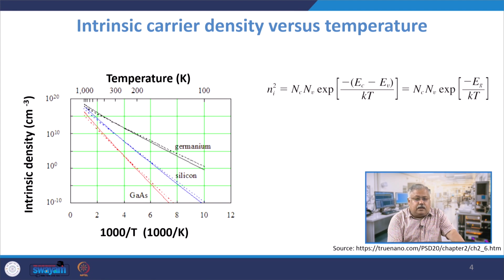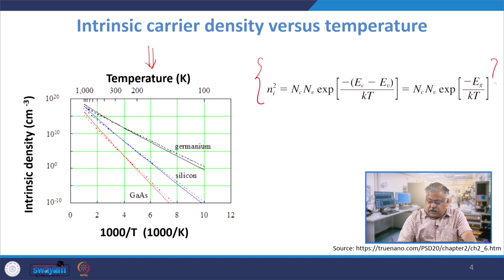Now, let us come to another important characteristic of material, and that is basically your intrinsic carrier density function with respect to temperature. If you look at the right hand side, we will follow this graph maybe later on, but let us converge on this one first. From any of the solid state devices books, you can get this expression which tells you that Ni square equals Nc times Nv times exponential minus Eg by kT.